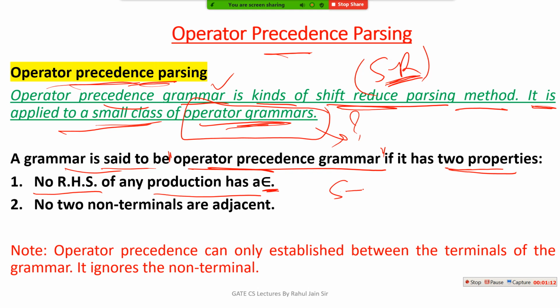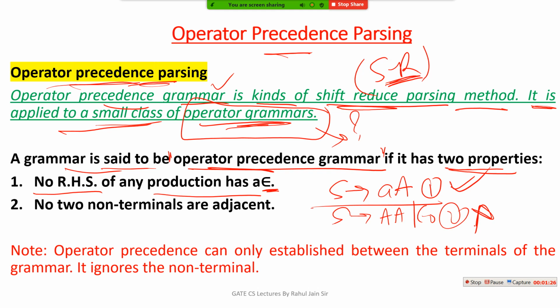Suppose I have written S derives AA, and S derives A or epsilon. This grammar 1 is an operator grammar, but grammar 2 is not an operator grammar. Why? Because rule 1 says that on the right hand side we don't need any epsilon production, and this epsilon production exists in the right hand side of the grammar. That is why it is not an operator grammar.